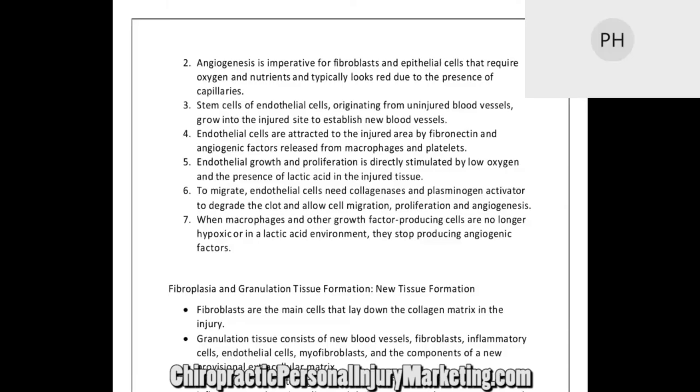When the macrophages and other growth factor producing cells are no longer hypoxic or in a lactic acid environment, they stop producing angiogenic factors. So during that healing process, the lactic acid and lack of oxygen is what stimulates angiogenesis.